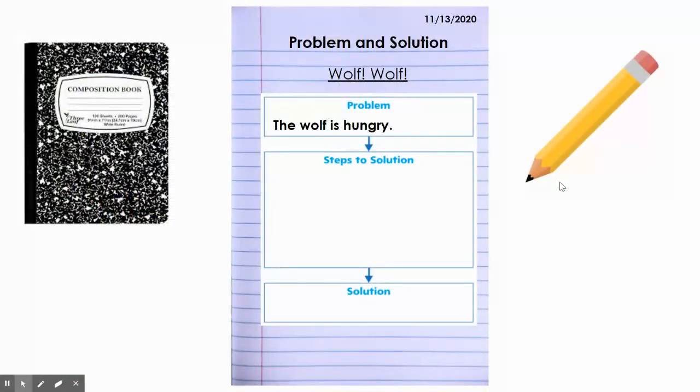Let's write that down for our problem in our composition notebook. The wolf is hungry. Remember to start every sentence with a capital letter and end with a period. Go ahead and write this down in your composition notebook now. Press pause and then press play when you're ready to move on.